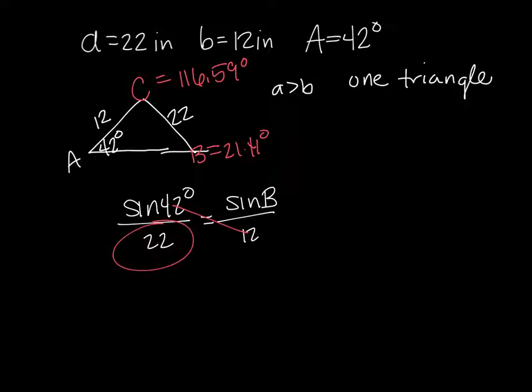Okay? Then I have a third side to find, and that's going to be side C. So we set up the sine of 42 degrees over 22. Now notice I'm using that again, and that's because that was original information.